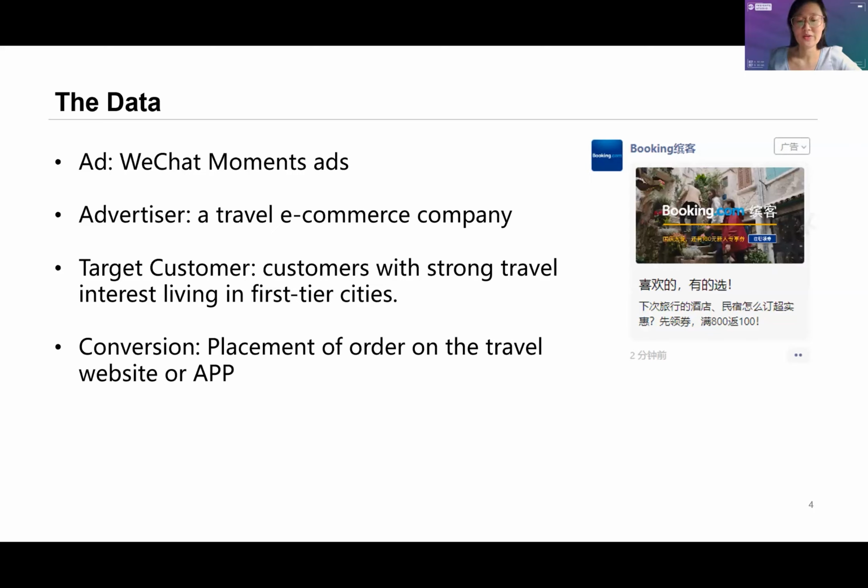In the present study, the advertiser is a travel e-commerce company. The advertiser targets at first-tier city residents with strong travel interests. This is a typical strategy based on customer centricity. When users click the ad, they are directed to the landing page where they can place an order for booking hotel or buying plane tickets. So order placement is the expected conversion behavior here.